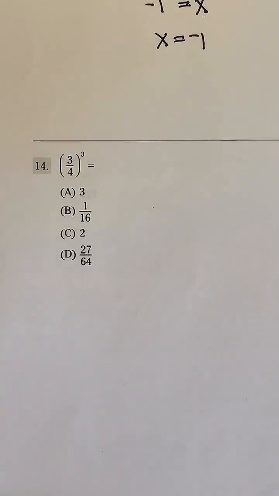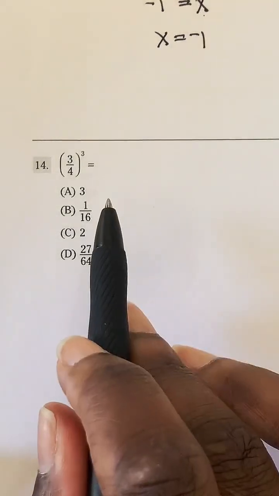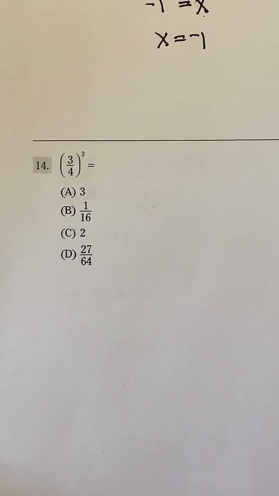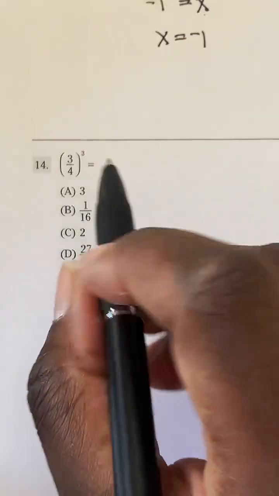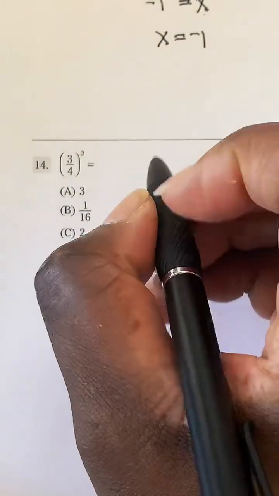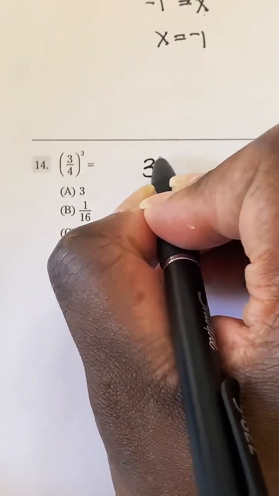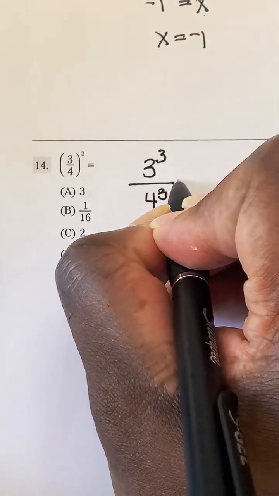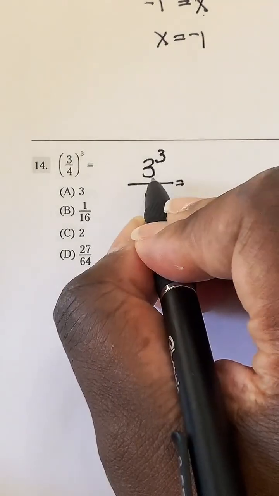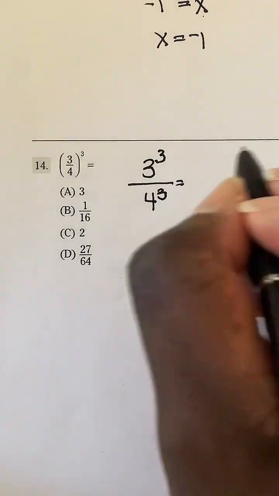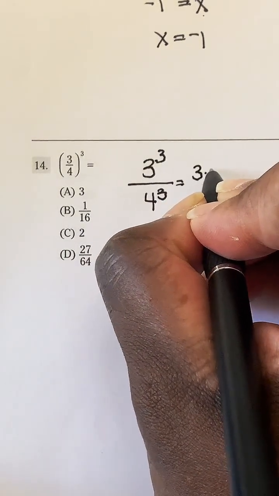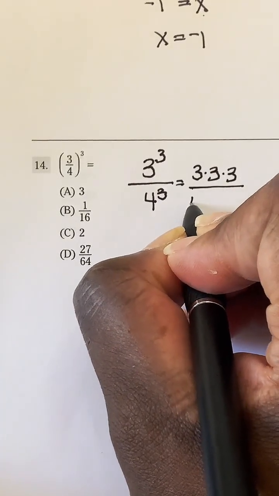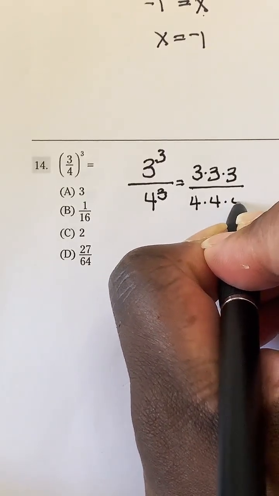Let's get it going. All right, let's take a look. So this 3/4, you could change it to a decimal. Why? No need. When you have 3/4 raised to the 3rd power, that means everything in that parenthesis is being raised to the 3rd power. Okay? So 3 to the 3rd power does not mean 9. 3 to the 3rd power means 3 times 3 times 3. Same thing with 4 to the 3rd power. That means 4 times 4 times 4.